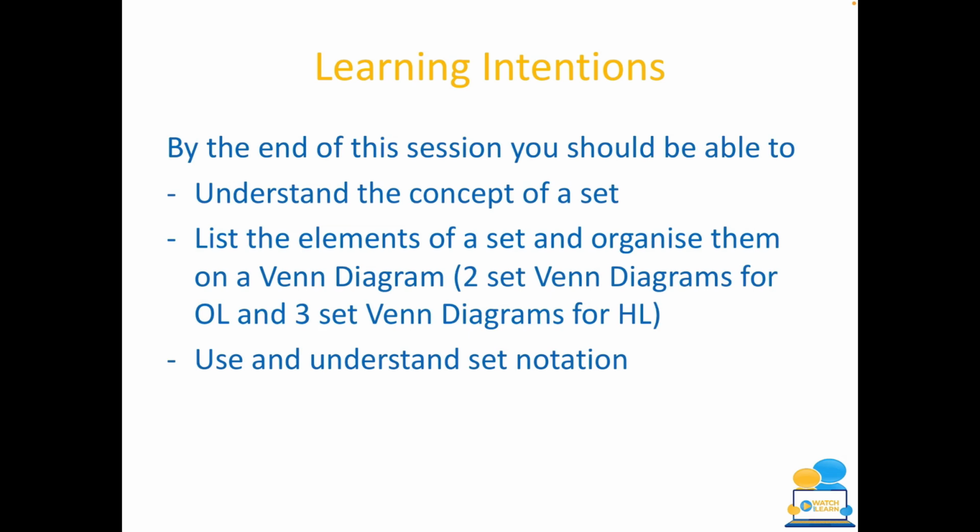So for ordinary level, we need to be able to do this with 2 sets, and for higher level, you need to be able to do it with 3 sets as well. And finally, then we need to be able to use and understand set notation. Set notation is basically the symbols we use when describing sets in maths.